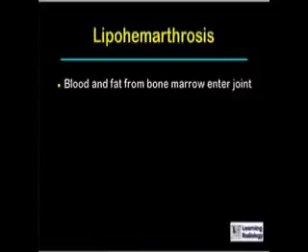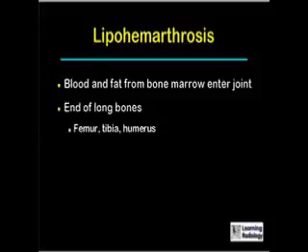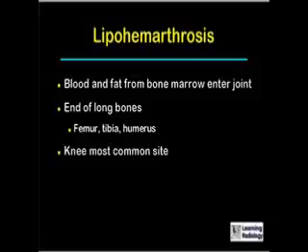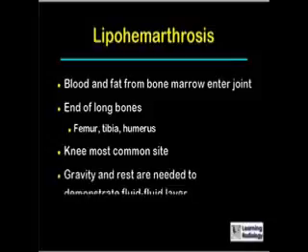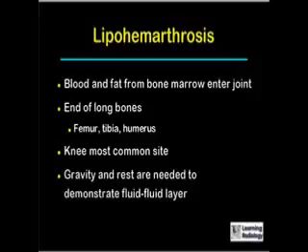Lipohemarthroses are a special variety of joint effusion around the knee, consisting of a combination of both blood and fat, the fat coming from the bone marrow when there are fractures around the joint. These usually occur at the end of long bones, the femur, the tibia, sometimes the proximal humerus. The knee is the most common site. They depend for their existence on the force of gravity and a short period of rest that will allow the blood to separate from the fat above and enable us to see the fluid layer.